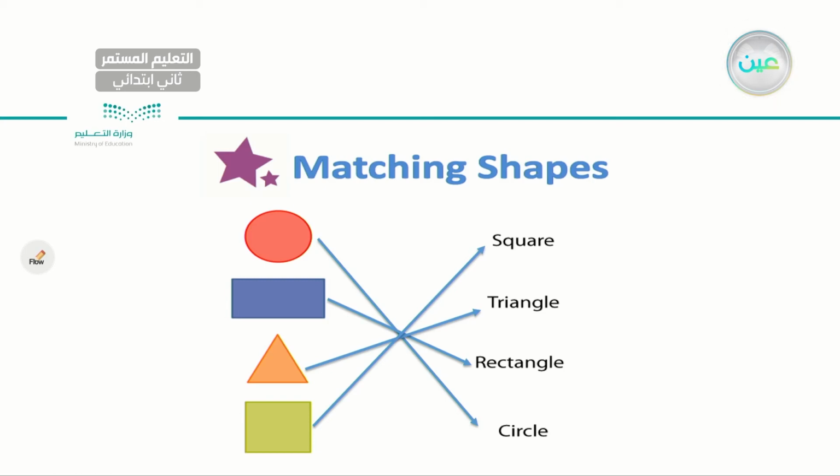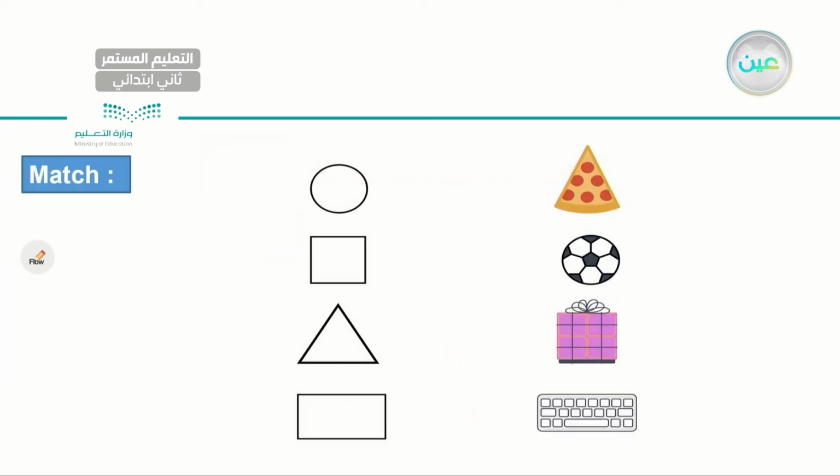So let's go ahead and read the shapes one more time. I have a circle, rectangle, triangle, and a square. Very good, my dear student.